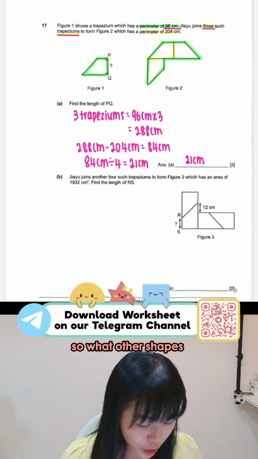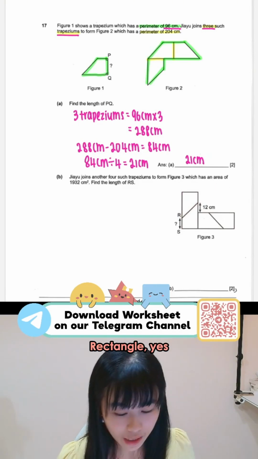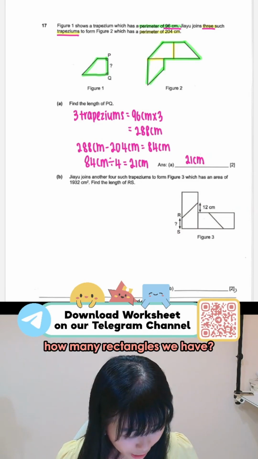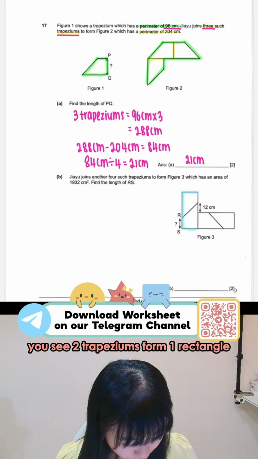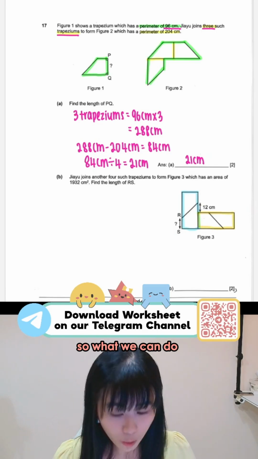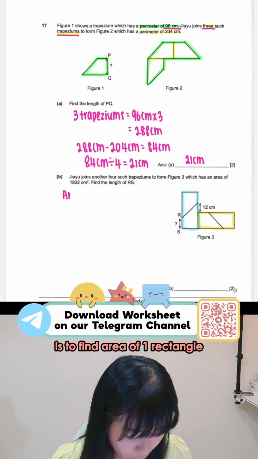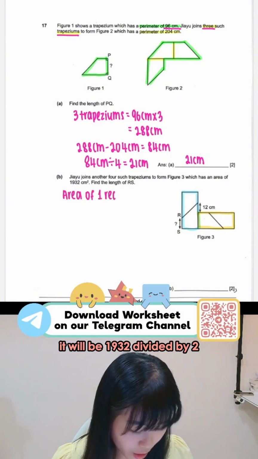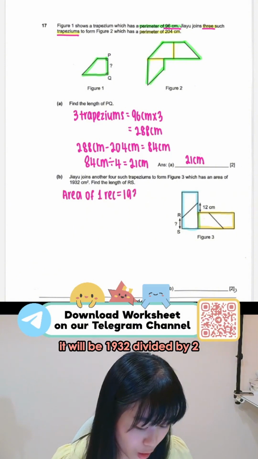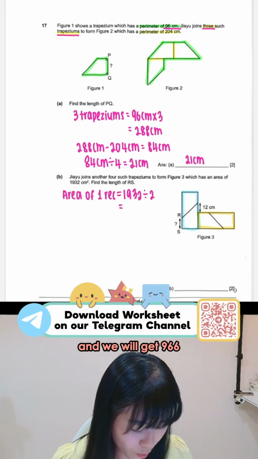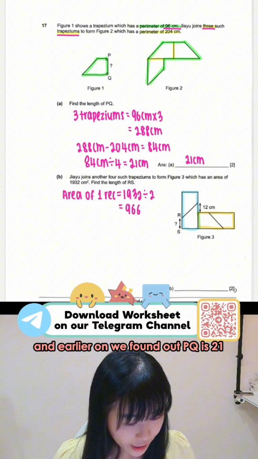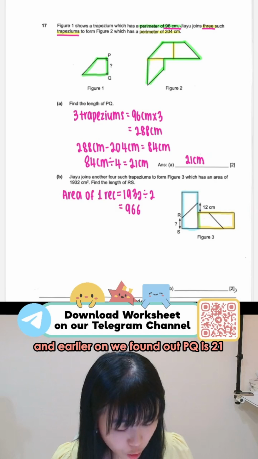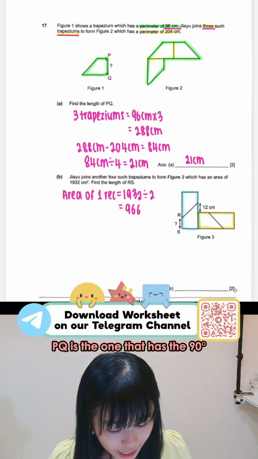So what other shapes do you also see here? Rectangle, yes. How many rectangles do we have? You see 2 trapezium form 1 rectangle. So what we can do is to find area of one rectangle. It will be 1932 divided by 2, and we will get 966. And earlier on, we found out PQ is 21. PQ is the one that has the 90 degree.